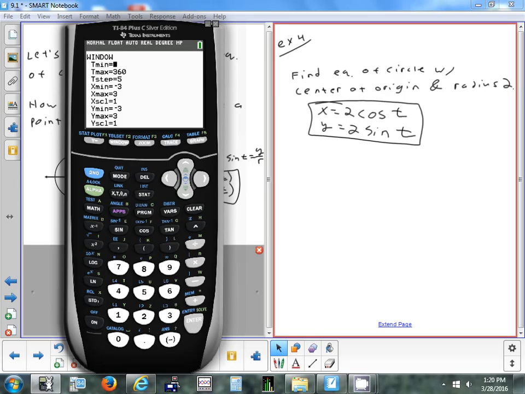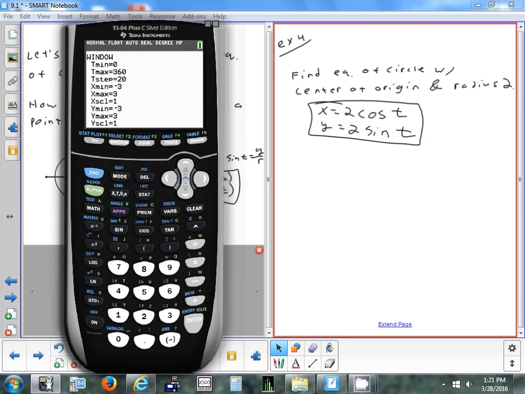What would it look like if you did 20? It's not going to graph as many points. So your circle is going to start to have some edges, it starts to get a little choppy.